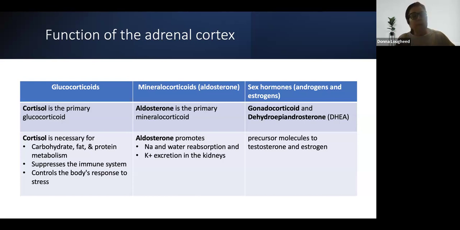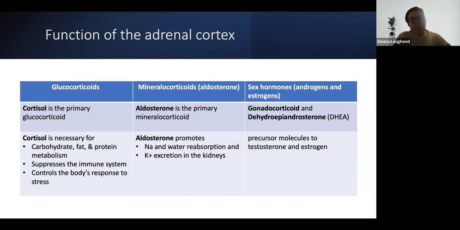Cortisol, as I said, is the primary glucocorticoid, and its actions include carbohydrate, fat, and protein metabolism. That means you eat those foods that contain them, it metabolizes them and allows the body to use them. Cortisol also suppresses the immune system. So think about it, your patients who are on corticosteroids, their immune system is suppressed and they are very prone to infection. It also controls the body's response to stress. We'll talk a little bit more about that.